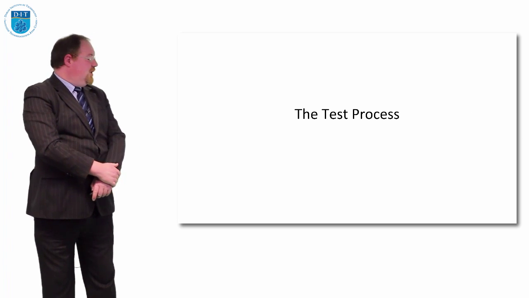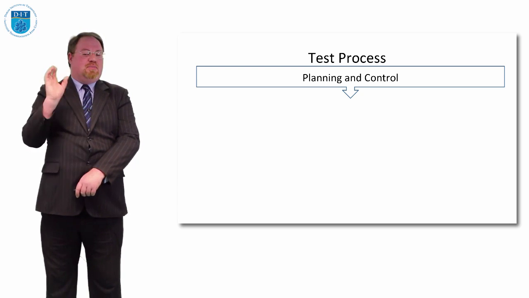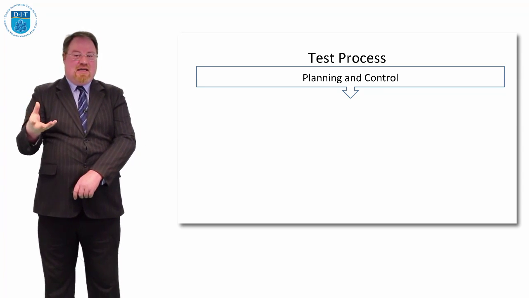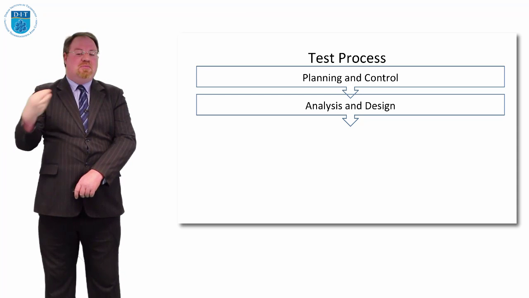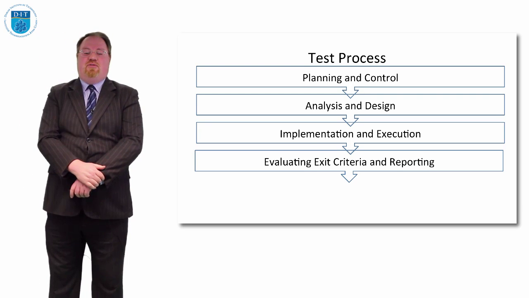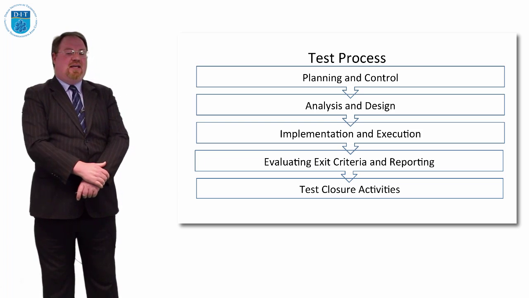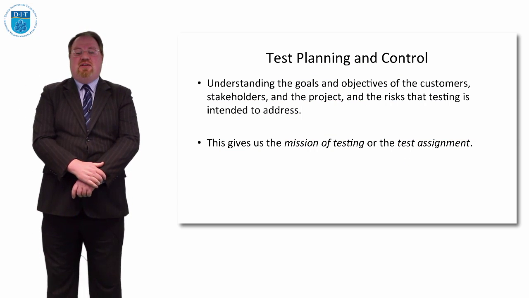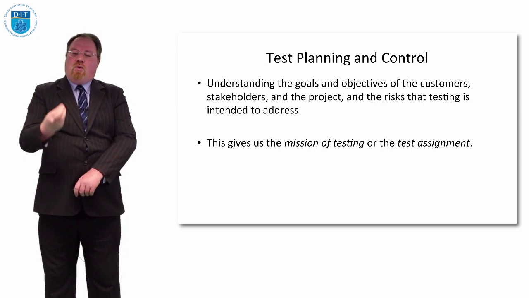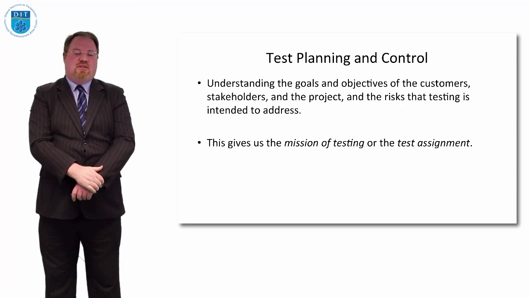Normally, and it follows the software development cycle in a way, there's the planning of the tests, there's the analysis and design stage for testing, there's the implementation, executing of tests, evaluation of exit criteria and reporting, and then there's test closure activities. So in terms of planning and control, it's really to understand the goal and objectives of the customers. What do they want from the system? And what risks are they worried about that we need to test to ensure that our software does that?